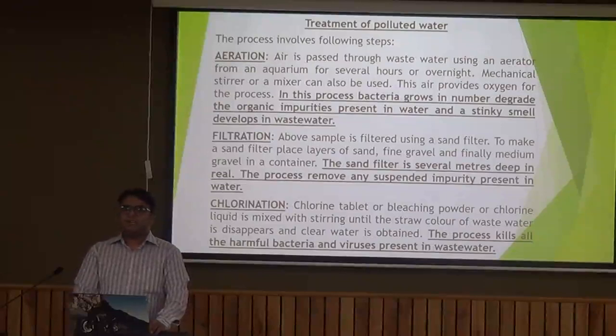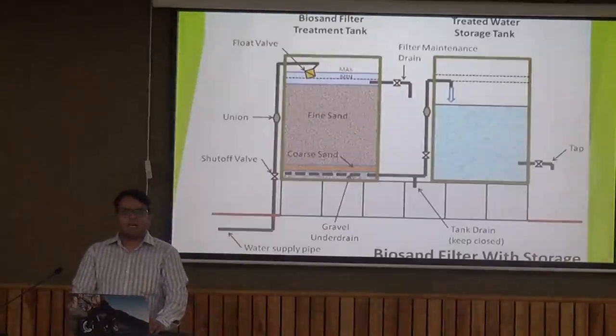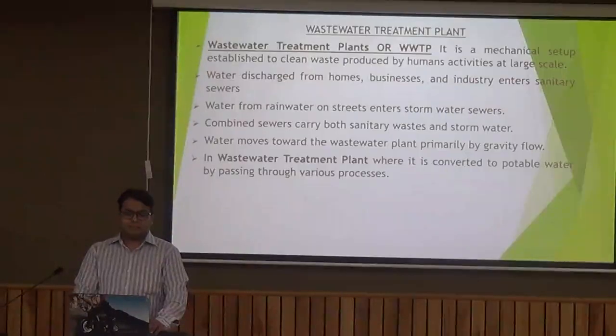Now chlorination. This step is basically disinfection, in which chlorine is added to kill all the bacteria and viruses present in water. But remember, this method cannot remove the dissolved impurities present in it, so it cannot purify the wastewater produced by the factories, or effluent. This is the diagram for the biosand filter which can be used to remove dissolved and suspended impurities.